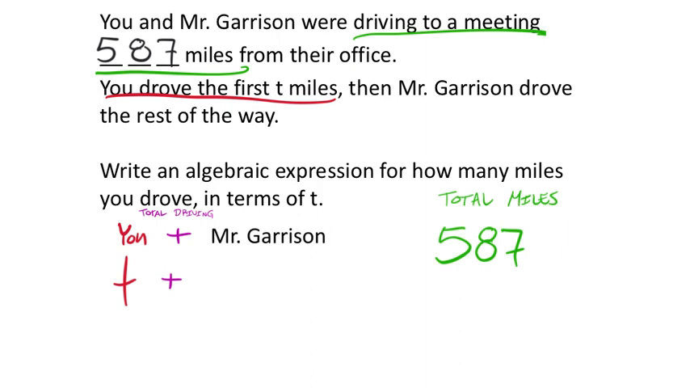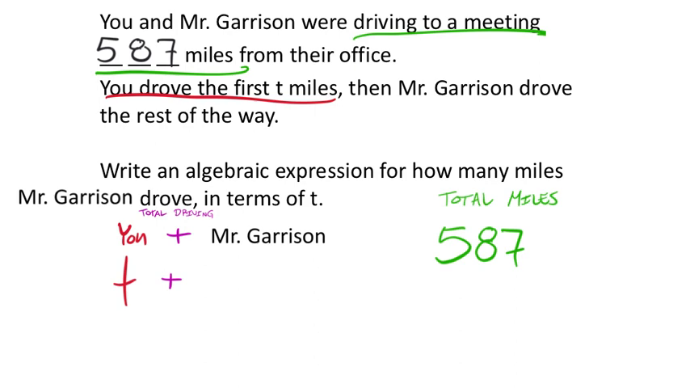Now you're going to drive some of those miles. What's the question? I should have read that already. Write an algebraic expression for how many miles Mr. Garrison drove in terms of T. It says up there you drove T miles, so T is just kind of the answer there. Let's change this so it's not redundant. We're going to change you into Mr. Garrison. We want to know how many miles Mr. Garrison drove. So you've got total miles, and this would be how many miles Mr. Garrison drove.